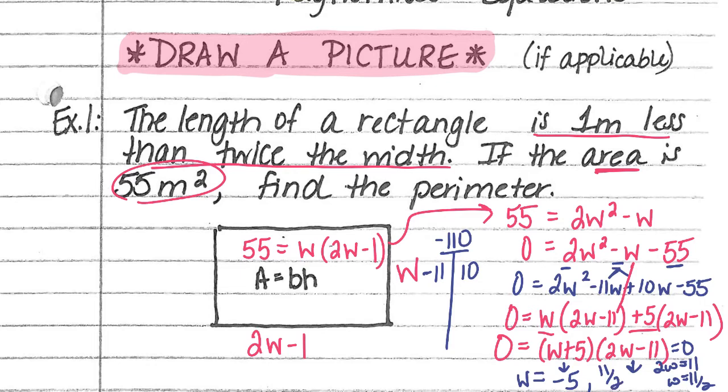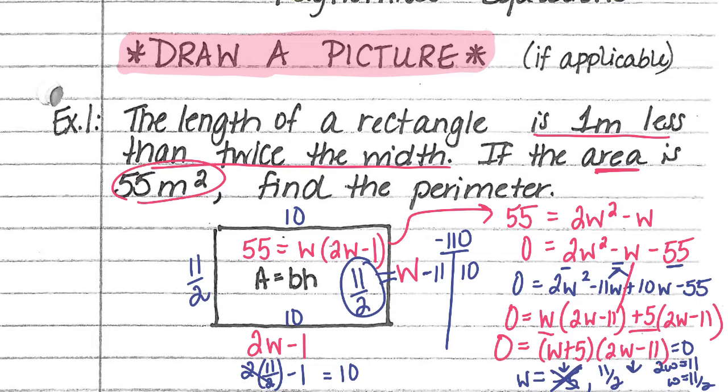Now, from what I know, and what you should know as well, is that W cannot equal a negative number because a distance cannot be negative. So W has to be 11 over 2. Now, if I plug 11 over 2 in here, notice I get 11 minus 1, which is 10. So this side is 11 over 2. This side is 11 over 2. The top and the bottom are 10 and 10.